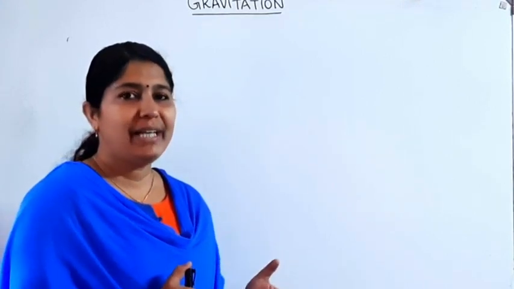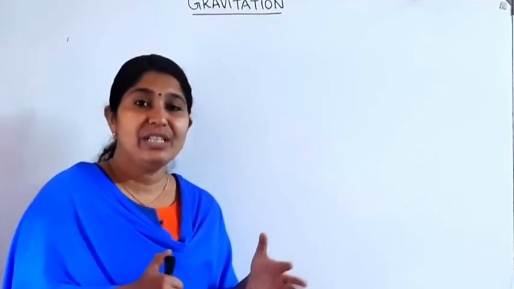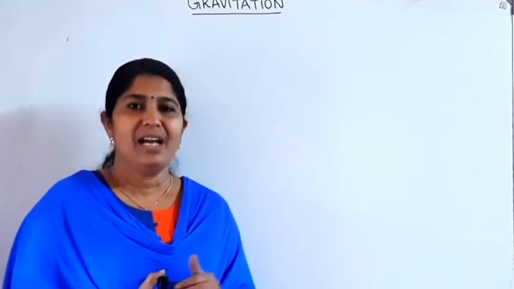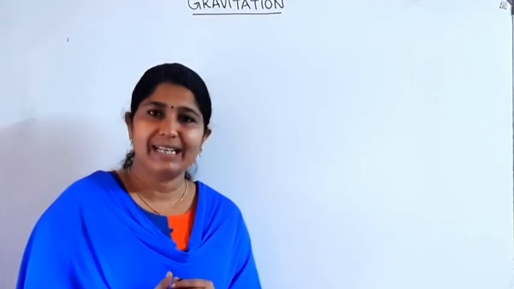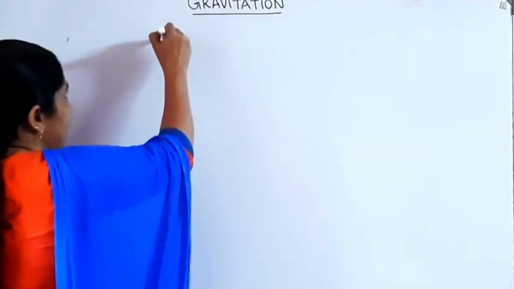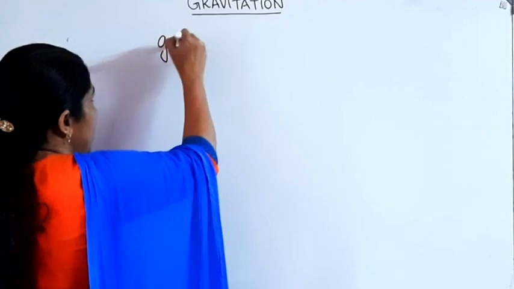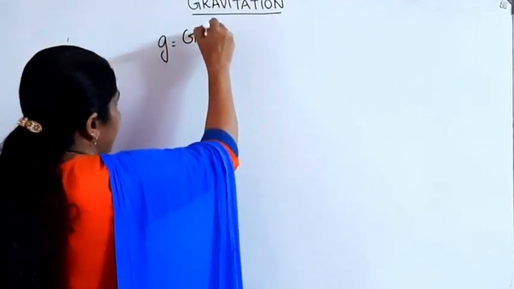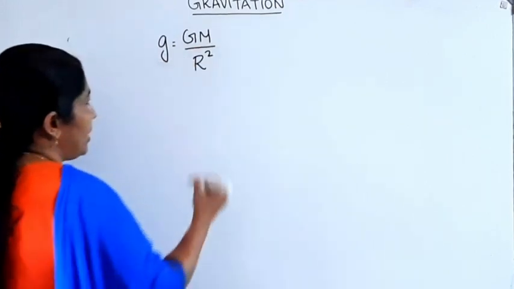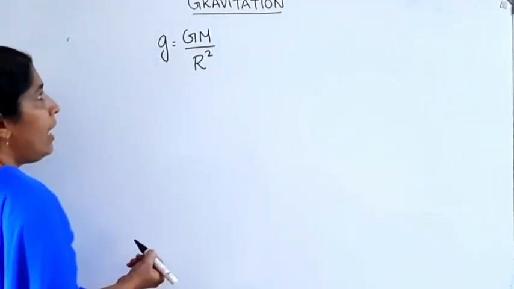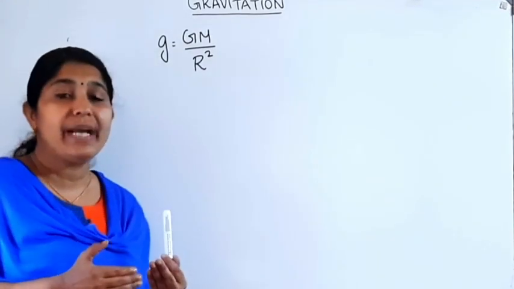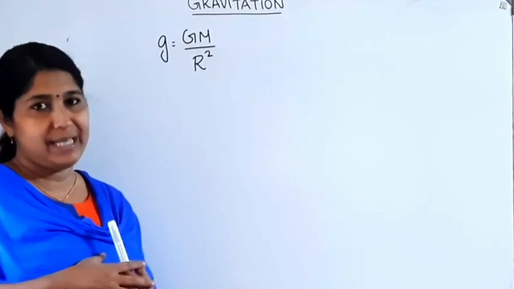Okay, we know that in gravitation the first topic is based on acceleration due to gravity. What about the equation for the acceleration due to gravity? The equation is g equal to GM divided by r square. This is the general equation for the acceleration due to gravity. We all know that the value of acceleration due to gravity varies from place to place.